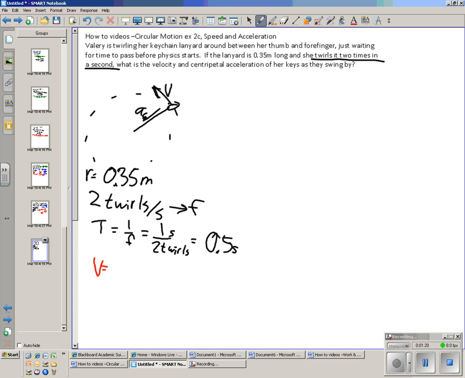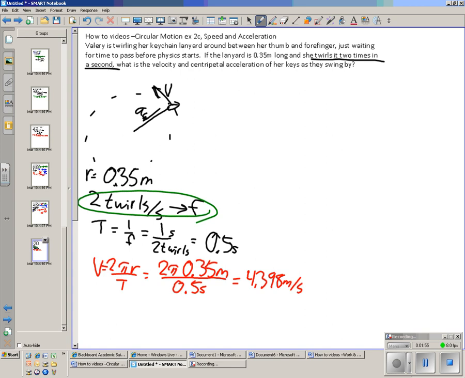Velocity is equal to 2 pi r divided by T, which is equal to 2 pi times the radius, which is 0.35 meters, all of which divided by 0.5 seconds. That is the period. We tap that into our calculator, and we get 4.398 meters per second.